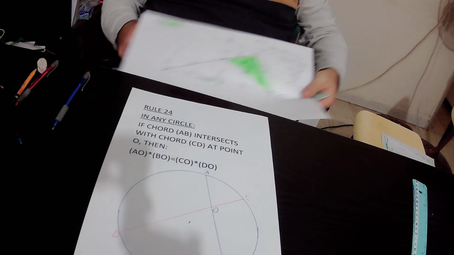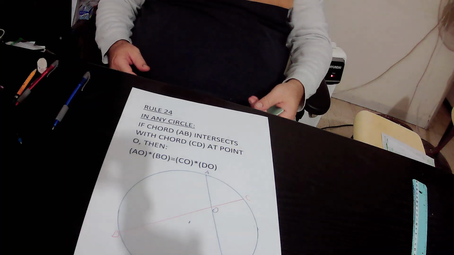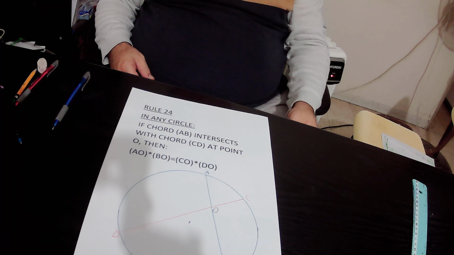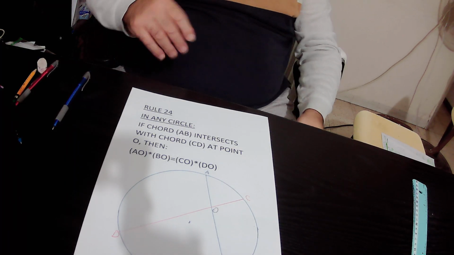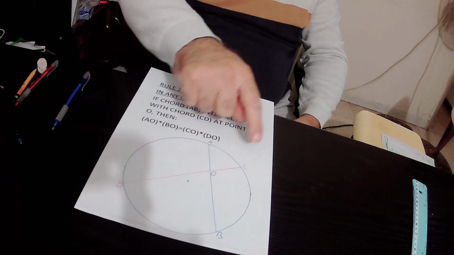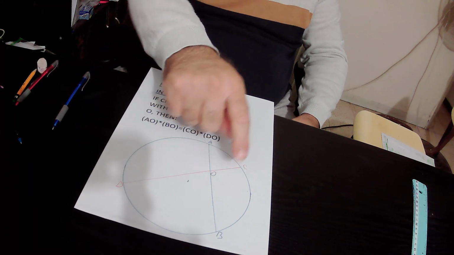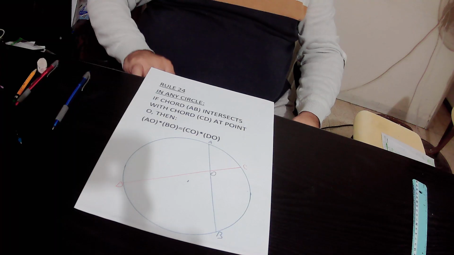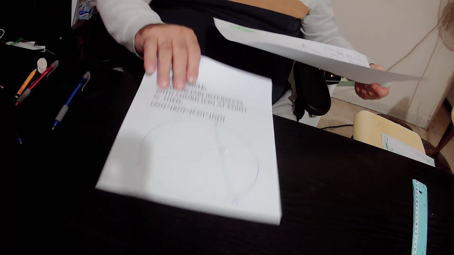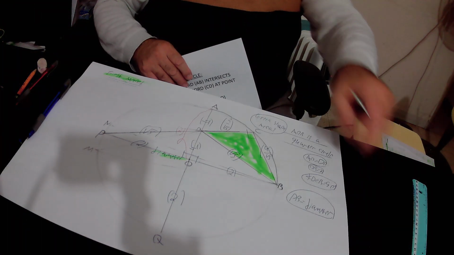Rule 24 is true in any circle: if chords AB and CD intersect at point O, then AO times OB equals CO times OD. Again, AO times OB equals CO times OD. So we can apply this rule in our drawing.